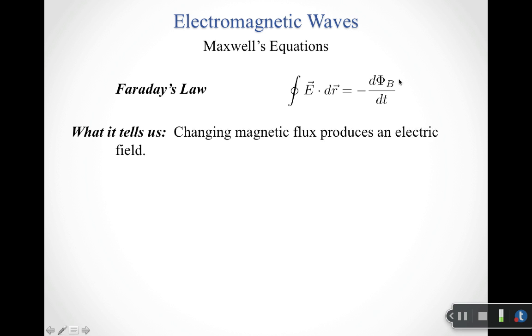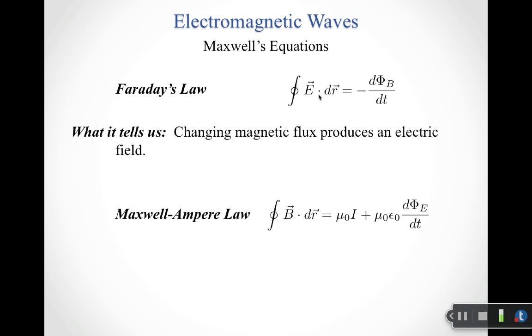Again, what does this tell us? Well, basically it says that changing magnetic flux produces an electric field. When this term is non-zero, you have to have an electric field present.